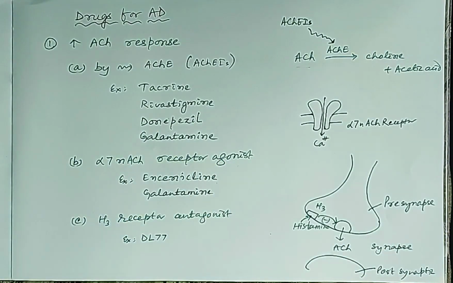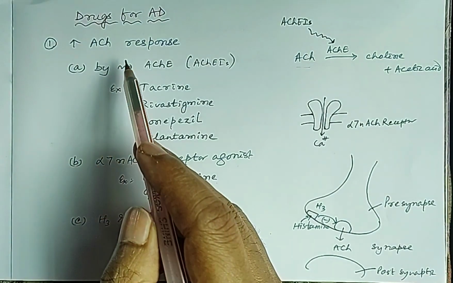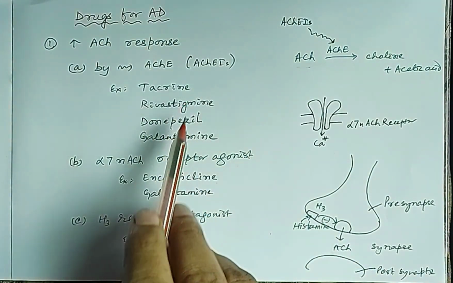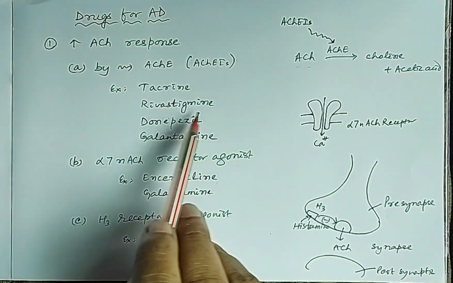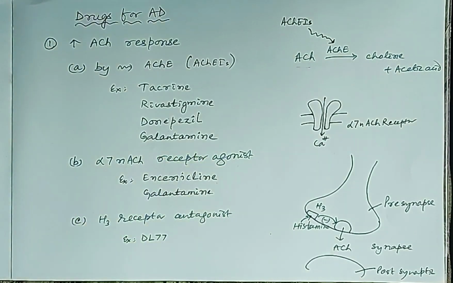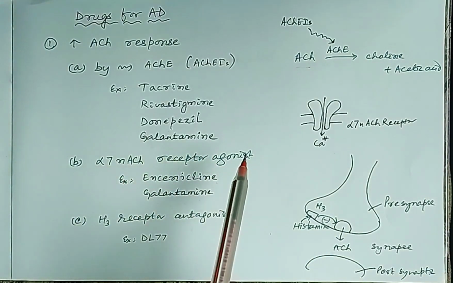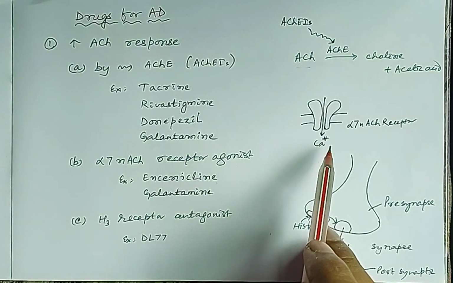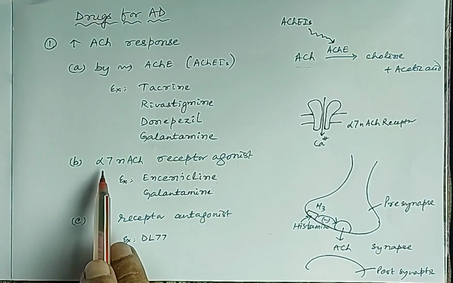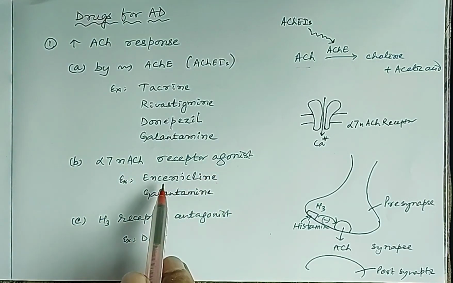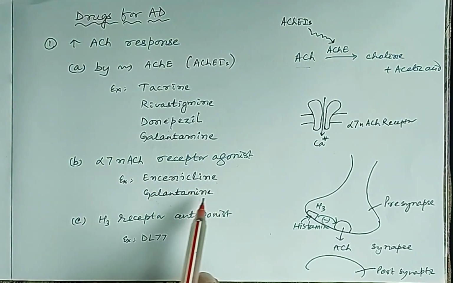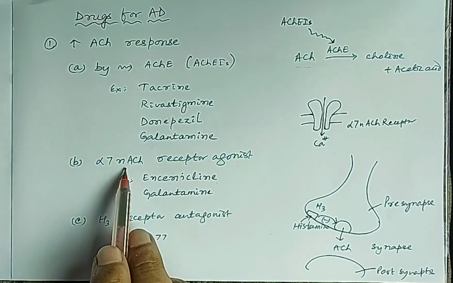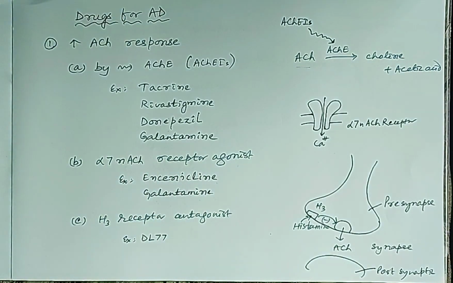So the drugs for AD, number one, drugs which increase acetylcholine response by inhibiting acetylcholinesterase. Four drugs are FDA approved: tacrine, rivastigmine, donepezil, and galantamine. We can also use the nicotinic acetylcholine receptor agonist, which is a ligand-gated ion channel linked to calcium channel, and alpha 7 nicotinic acetylcholine receptor agonist. Two drugs are there, N-seniclin and galantamine. Galantamine, in addition to inhibiting acetylcholinesterase, can also act as agonist on the nicotinic cholinergic receptor.